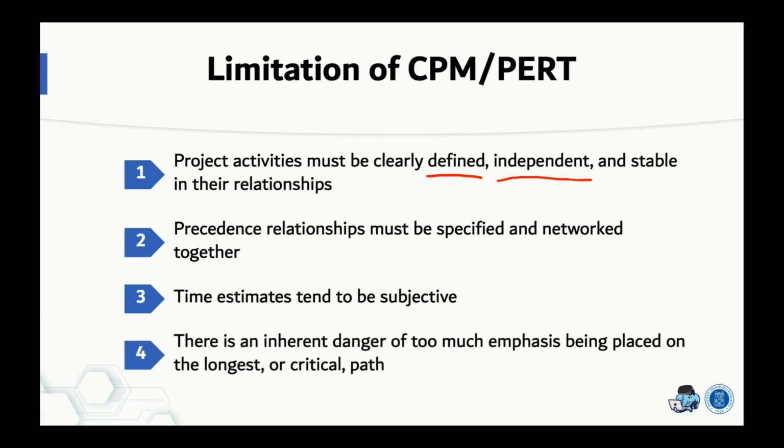Number 4 is that there is an inherent danger of too much emphasis being placed on the longest or critical path. In CPM and PERT, we always emphasize paying attention to the critical path. But there's a possible danger when we only pay attention to the critical path, because since the time estimates are subjective, there is a possibility that an activity that is not on the critical path is actually critical, because our prediction was wrong before. So putting all our resources and all our attention 100% on the critical path is not always good. We need to pay attention also to the activities that lie in the non-critical path.